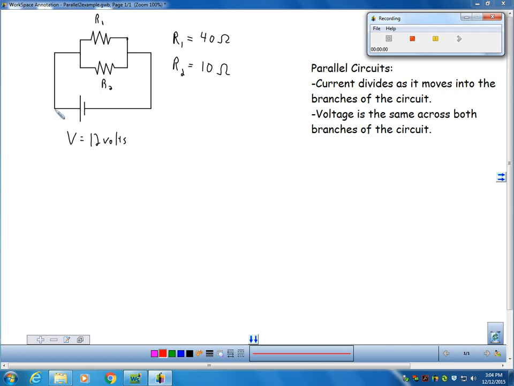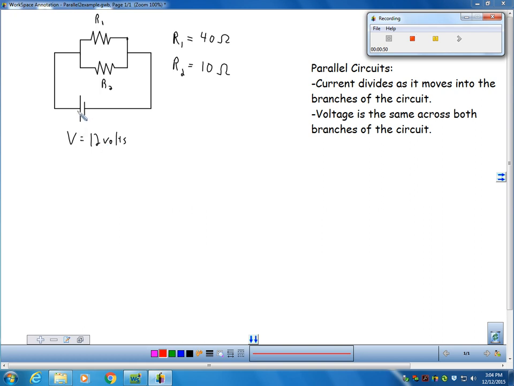And so you can see as current leaves this pole and travels around, well, it could go through branch number 1 and back around to the negative pole, or it could go through branch number 2 and back around to the negative pole. So since there is more than one complete path that the current could follow, that constitutes a parallel circuit. And so that's how we know that it's parallel, since there's more than one path. Let's think about how current would act in a parallel circuit.